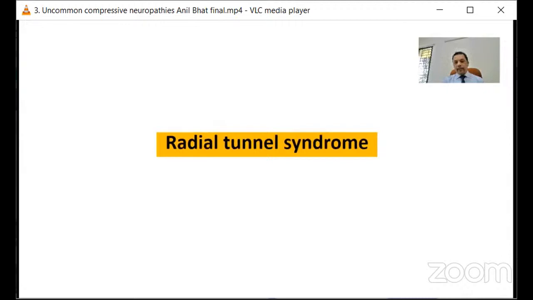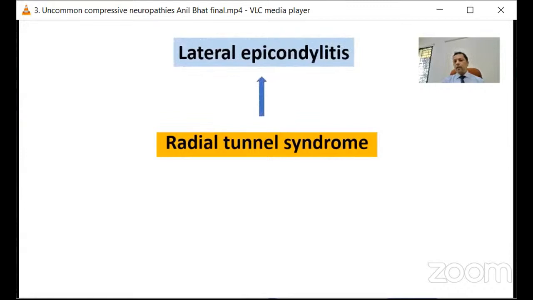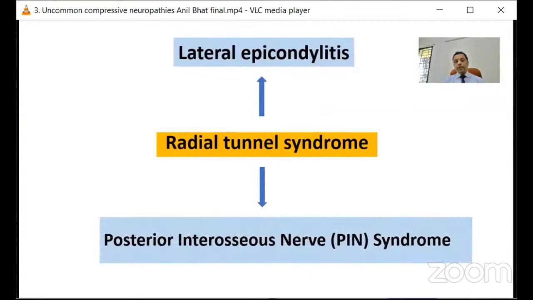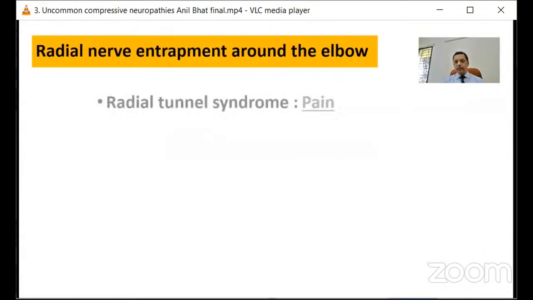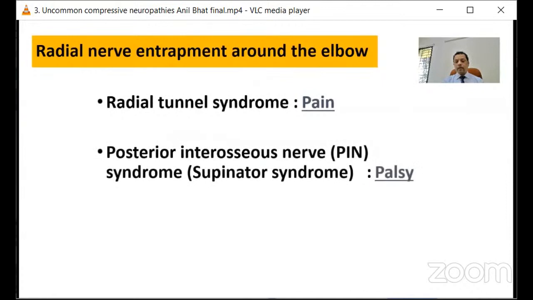The very interesting one is the radial tunnel syndrome. If somebody has been treating lateral epicondylitis for a long time and there's no resolution, you should start looking at radial tunnel syndrome. And if the compression increases in this tunnel, it can go into posterior interosseous nerve syndrome. So the basic differentiation in the terminologies is, radial tunnel syndrome basically means a lot of pain for the patient. But if you want to call it PIN syndrome or supinator syndrome, it means it has already gone to a paralysis or a palsy.